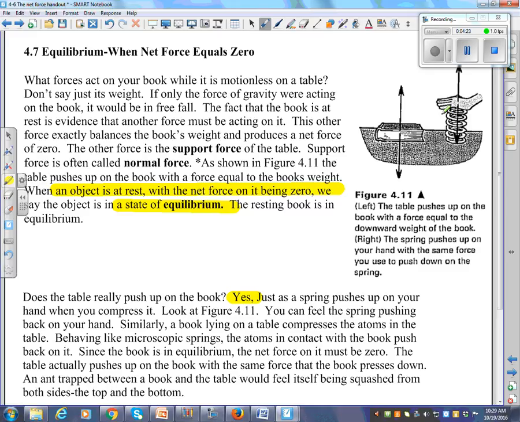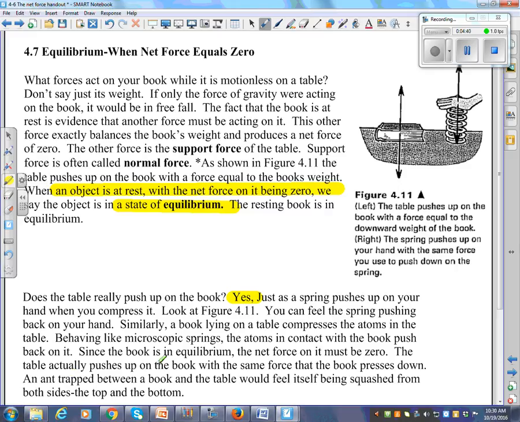Similarly, a book lying on a table compresses the atoms in the table. Behaving like microscopic springs, the atoms in contact with the book push back on it. Since the book is in equilibrium, the net force on it must be 0. The table actually pushes up on the book with the same force that the book presses down.